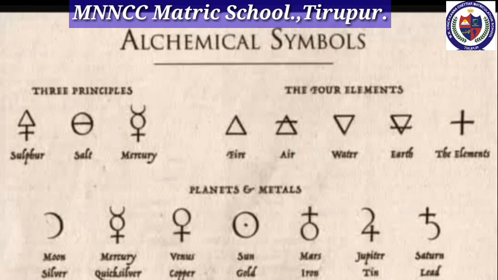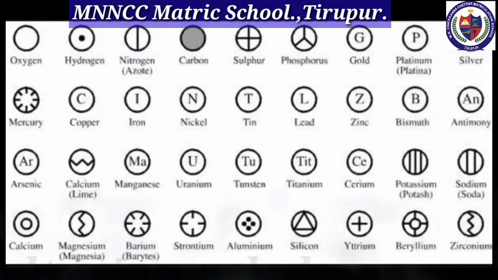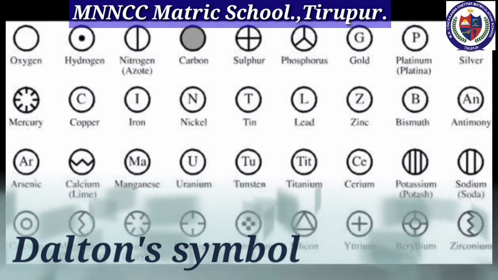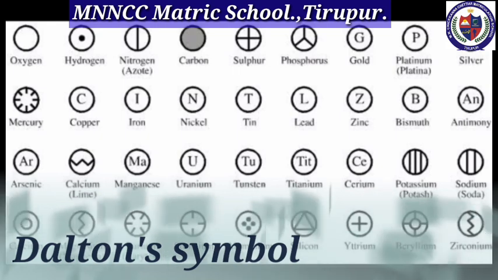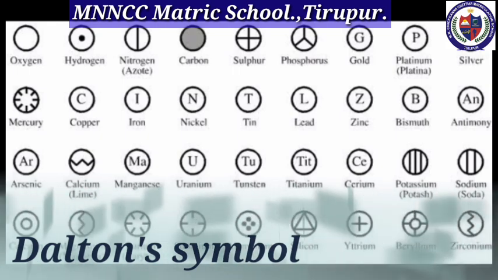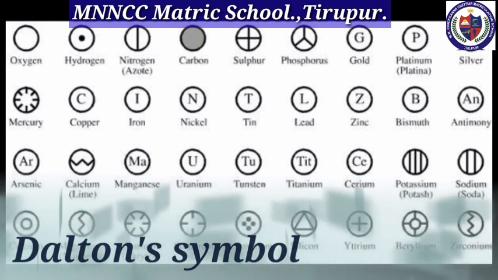The next one is Dalton symbols. In 1808, John Dalton, the English scientist, tried to name the various elements based on these pictorial symbols. These symbols are difficult to draw and hence they are not used. It is only of historical importance.